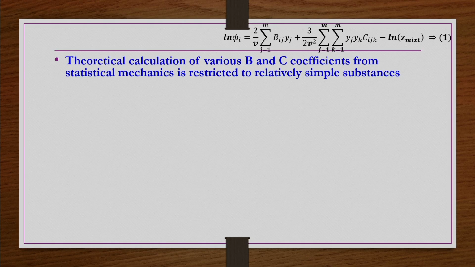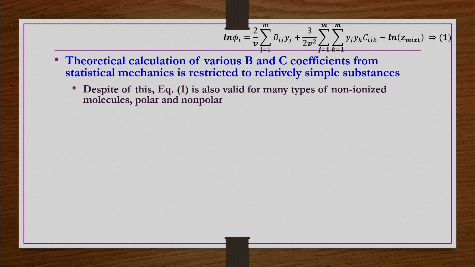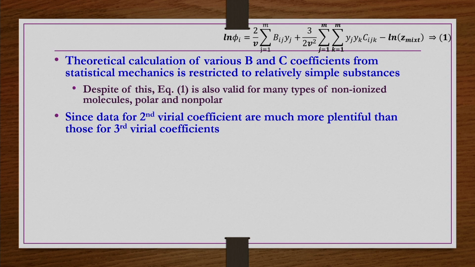So, despite that, this equation number 1 is also valid for non-ionized molecules, polar, non-polar, kind of complex molecules. For all those things it is applicable. But the only limitation is that, though it is applicable for other kinds of molecules also, you may find difficulty in using this equation in terms of what the corresponding B and C, second and third virial coefficients, are for those molecules. You may have that limitation, but from the equation point of view it is valid for complex molecules as well.